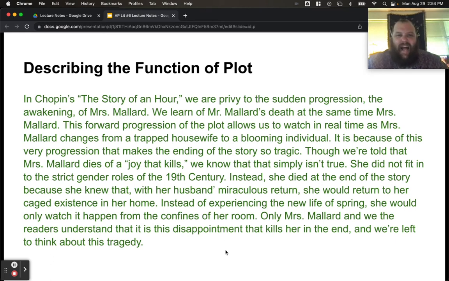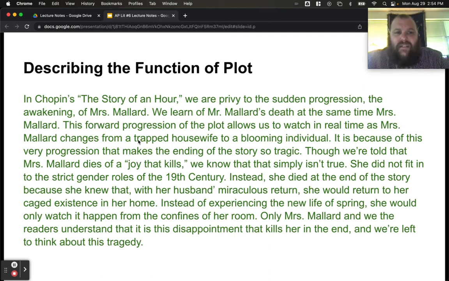I put more detail than maybe is needed, but I'm really trying to lay on the point for you to see how we move from recognizing that a story is told chronologically to answering the question of why that matters, right? So here's what I came up with.